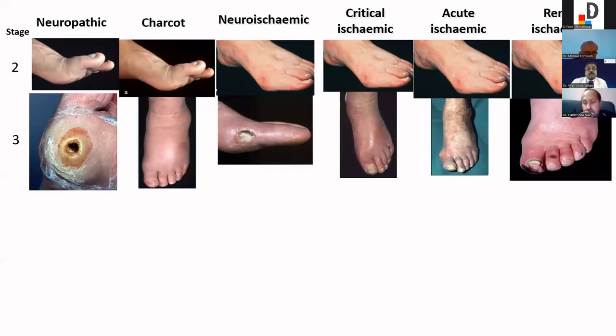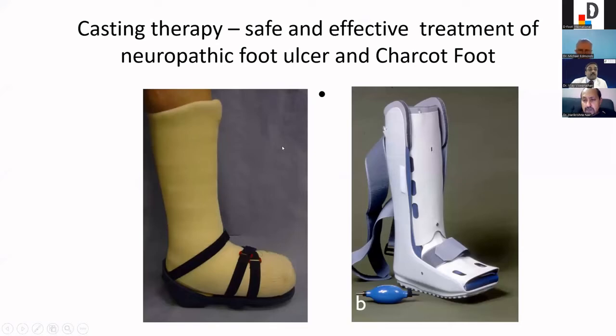Casting therapy to offload the neuropathic foot. If we take stage 2 and stage 3, look on the left side, the neuropathic ulcer and the Charcot foot as well, they respond extremely well to offloading. Now that's not a new statement as such, but we do use the total contact cast very much to offload the neuropathic ulcer, and secondly to immobilize the Charcot joint. When it's not possible to use a total contact cast, we will use an off-the-shelf cast.